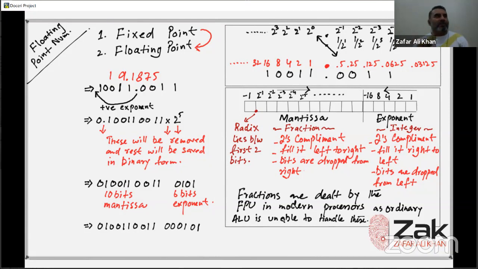Every processor has got an FPU in it, inside the same jacket as its cores. But it is not part of the core, it is outside the core. It is inside the jacket, but outside the core. So this is the representation.